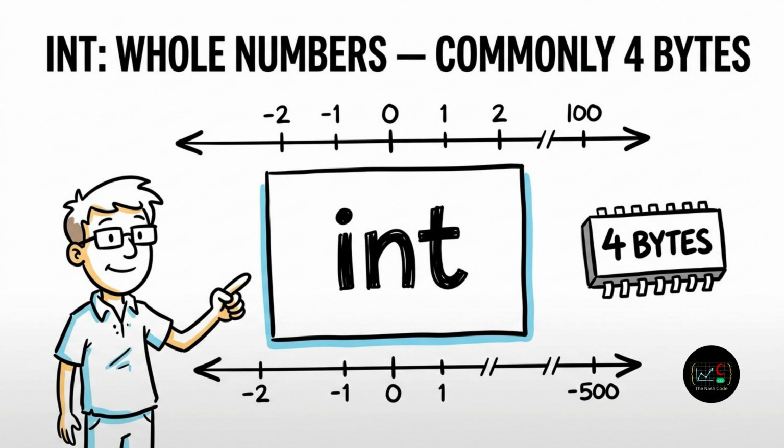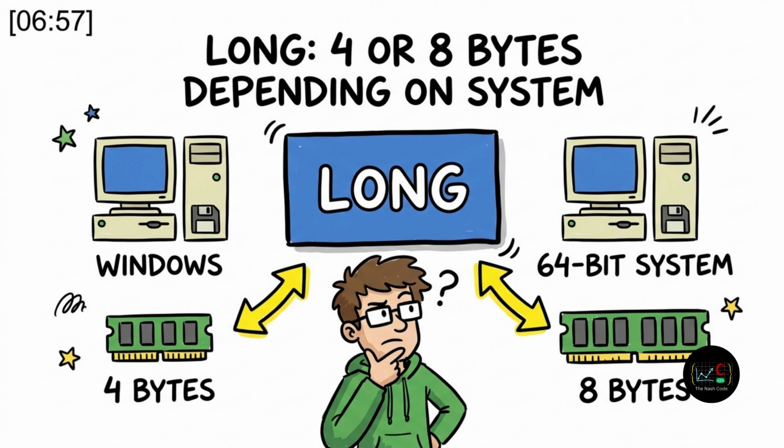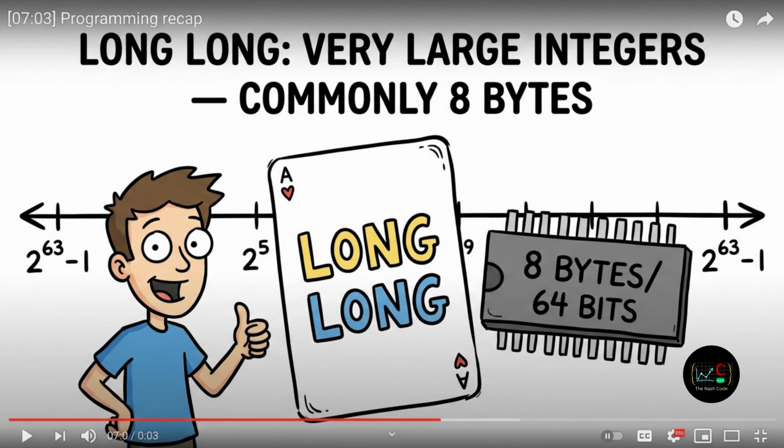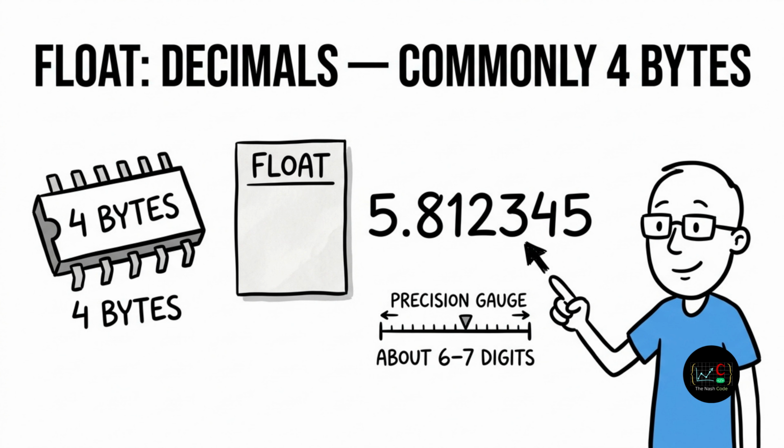So remember, int: whole numbers, commonly 4 bytes. Short: smaller integers, commonly 2 bytes. Long: integers, commonly 4 or 8 bytes depending on the system. Long long: very large integers, commonly 8 bytes. Unsigned: non-negative integer values. Float: decimals, commonly 4 bytes, about 6 to 7 digits of precision.